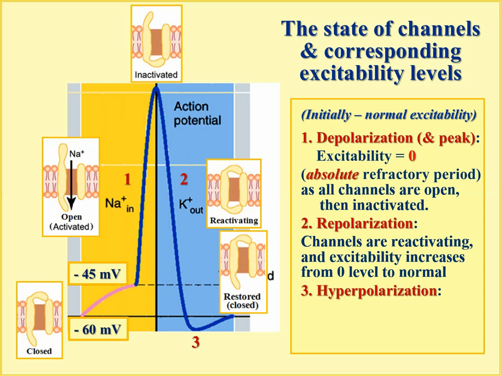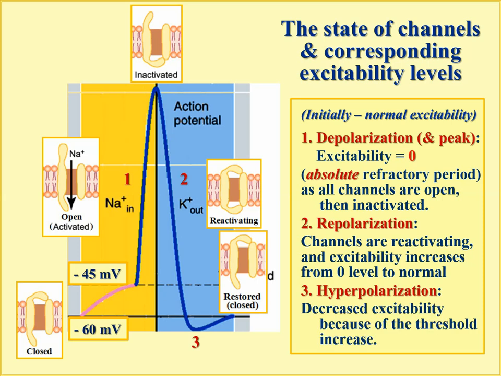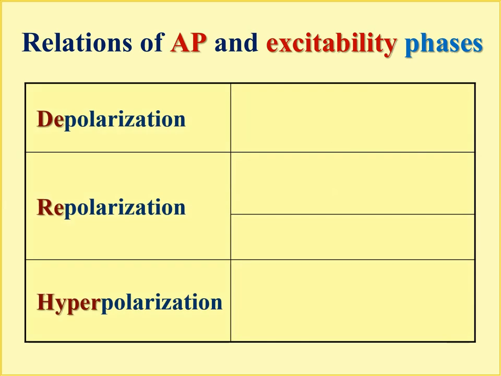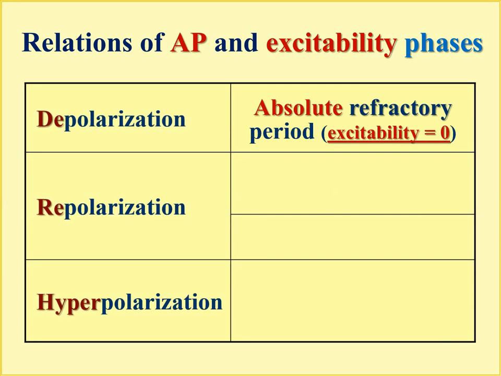So hyperpolarization decreases excitability. Channels are restored, but the threshold now is higher than normal. Compare, this is normal and now it's high. It's a simple hyperpolarization, which makes the potential to be far from the threshold. So this is accompanied by decreased excitability. So now again, relation of action potential and phases of excitability. Depolarization corresponds fully to the absolute refractory period. Excitability is exactly zero.